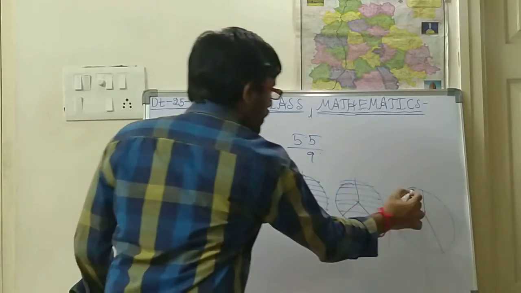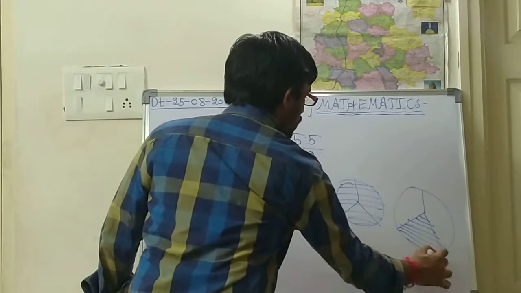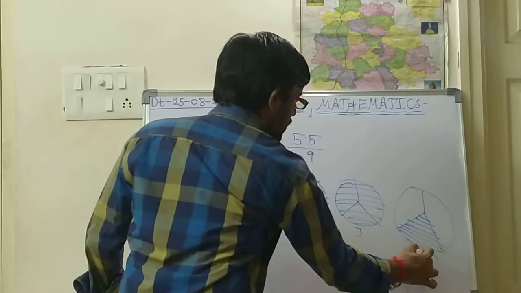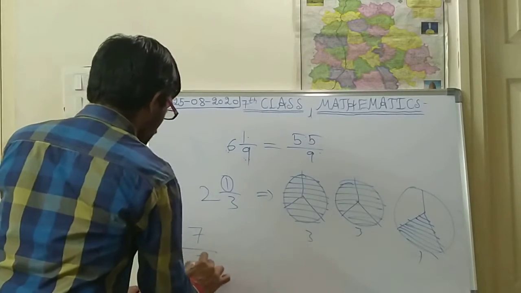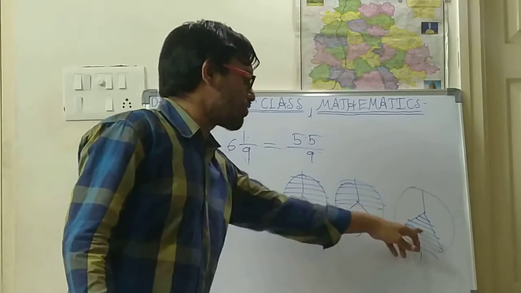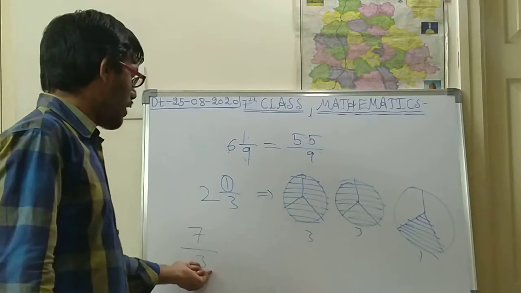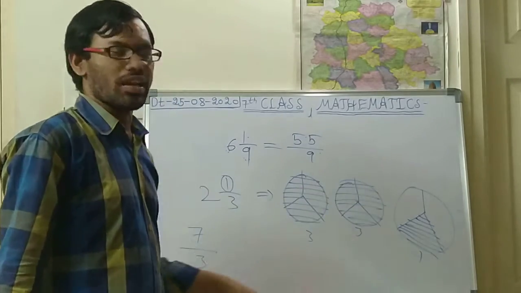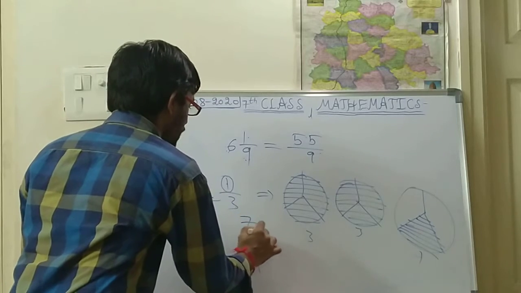In that, how many shades? Only one shade you should do. So totally, how many shades are there? 3, 6, 7. So 7 by 3 is the answer. 7 should be the numerator, the number of shaded parts. Denominator is the number of parts in each circle. So 3 parts in each circle. So 7 by 3 is the answer: 3 twos are 6 plus 1, 7 by 3.